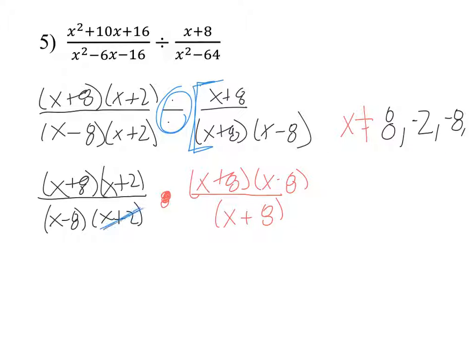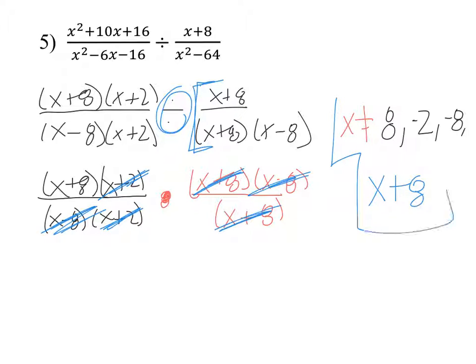So now I have an x plus 2 and x plus 2, an x plus 8 and x plus 8, an x minus 8 and an x minus 8. So what I have left over is just x plus 8. It's on top, so I'm not going to do anything. I have to keep it on top. I could put it over 1 if I want to, but I don't have to.